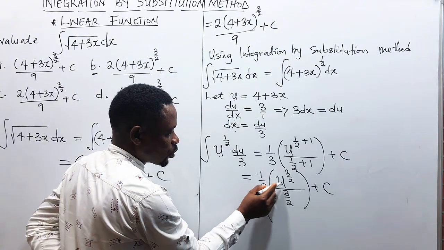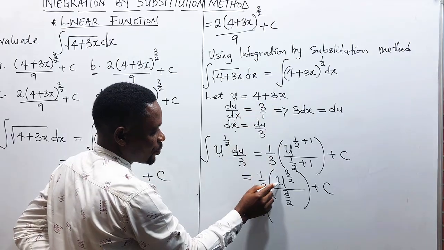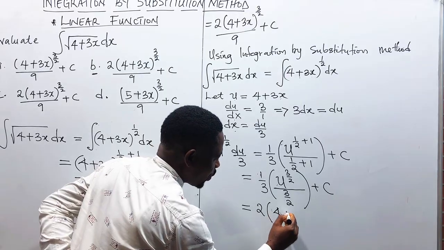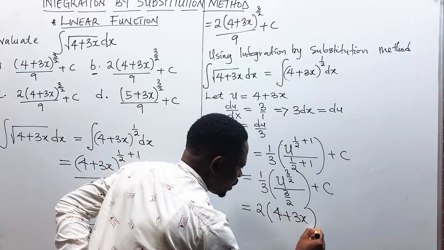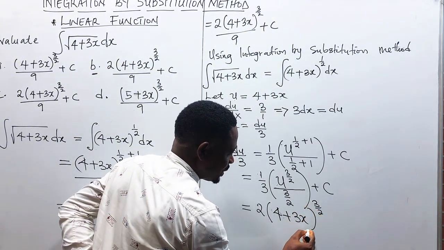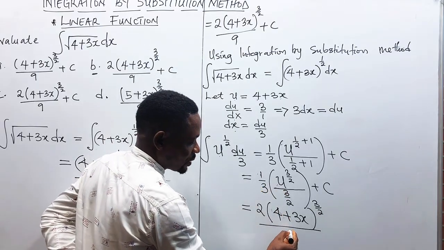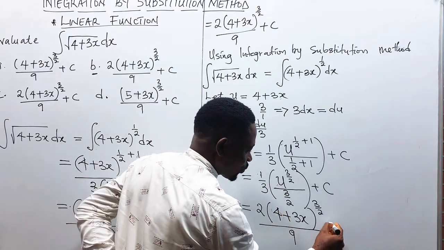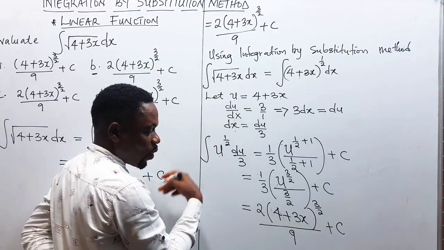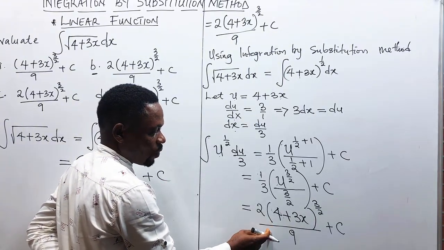Then bracket, substitute back the value of u. The value of u is 4 plus 3x. So u now, I will remove it and put 4 plus 3x. Close the bracket. Then raise to the power of 3 over 2. Are you with me? Then all over what remains at the denominator, which is 3 times 3. And 3 times 3 is 9. Then plus c. Can you see that it corresponds with the one that we solved before using the shortcut? And that is the final answer.